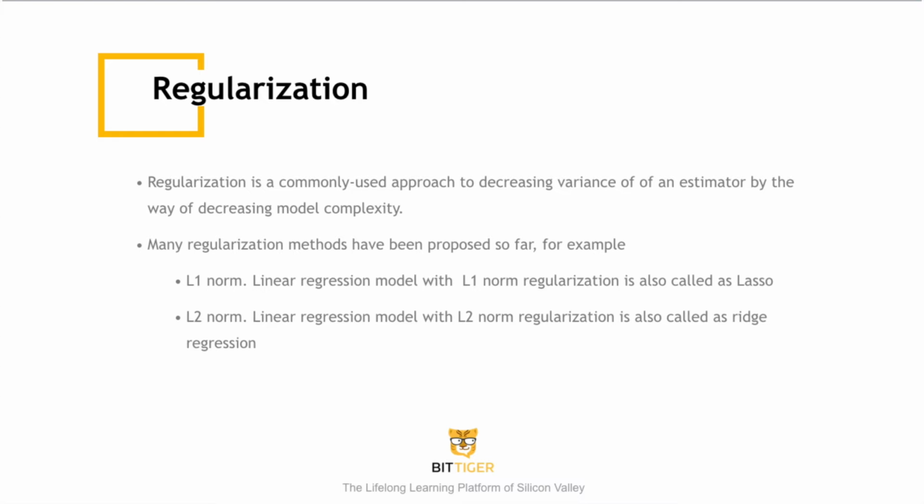Regularization is a commonly used approach in decreasing the variance of an estimator by decreasing model complexity. Many regularization methods have been proposed so far. For example, L1 norm regularization and L2 norm regularization. A linear regression model with L1 norm regularization is also called a lasso. A linear regression model with L2 norm regularization is called a ridge regression.